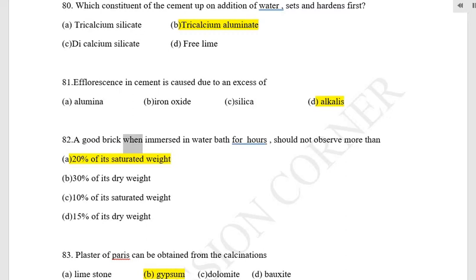82. A good brick when immersed in water bath for hours, should not absorb more than A. 20% of its saturated weight, B. 30% of its dry weight, C. 10% of its saturated weight, D. 15% of its dry weight. 83. Plaster of Paris can be obtained from the calcination of A. Limestone, B. Gypsum, C. Dolomite, D. Bauxite.